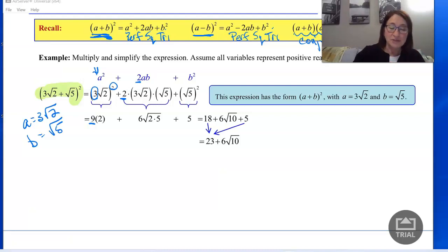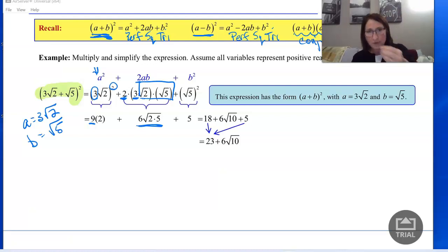Next, I have 2 times 3. And then I can take root 2 times root 5. Okay? That's what we've got going on. And then root 5 raised to the second power is just 5. All right, so 9 times 2, that gives us 18. 6 times 2 times 5 would be 6 square root of 10 plus 5. Add together my integers, my final answer, 23 plus 6 root 10.